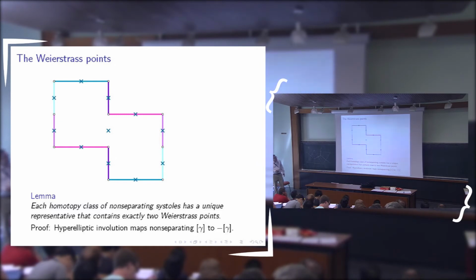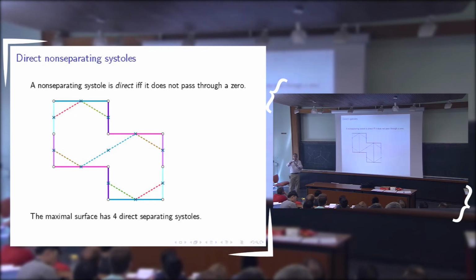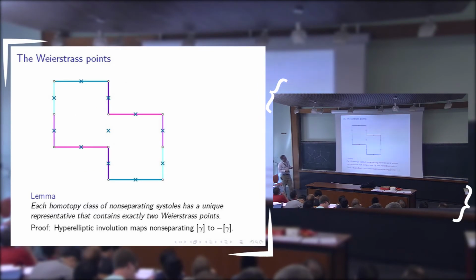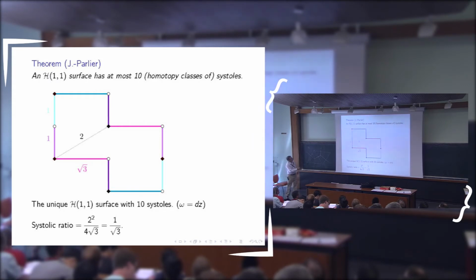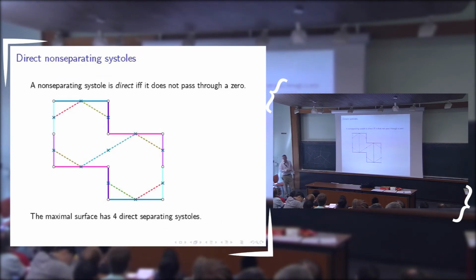So let's see. Here are the so-called direct systoles. When I say direct, I mean they go directly between 2 Weierstrass points. They don't go into the 4 pi cone point. By the way, I should have said before, maybe it's clear here, it's an H11 surface. Here's one cone point, and here is the other one, right? So there's the diamond, which is one cone point, the open one, which is the other. So the corners of our polygon are the zeros of our one form.